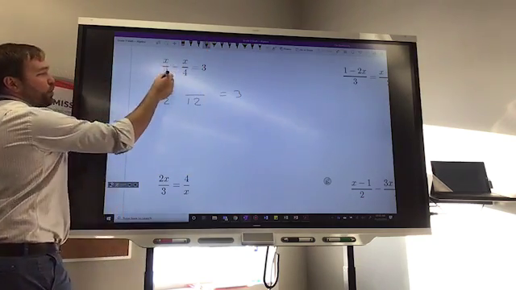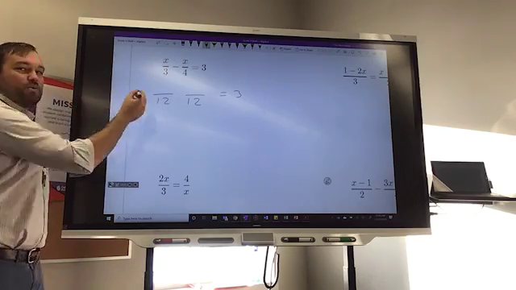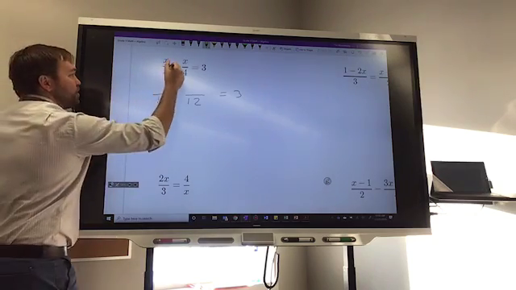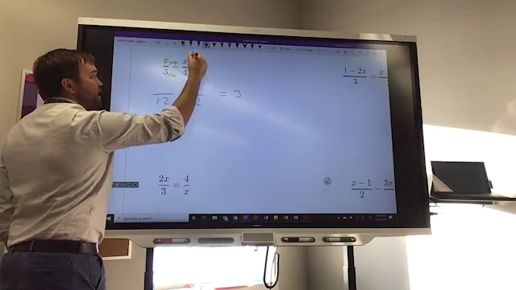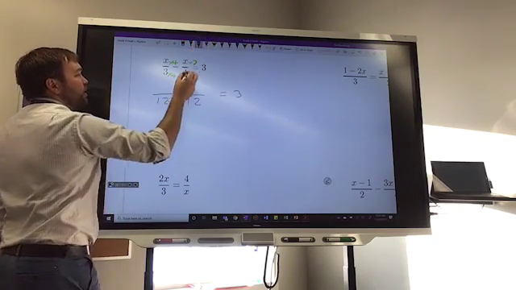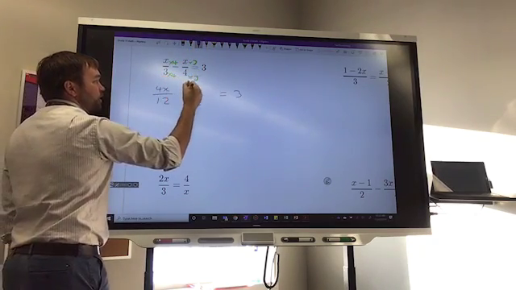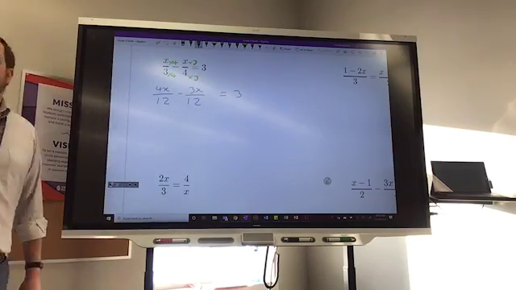Close. Sorry, what did you do to the 3 to get it to 12? So times 4. Times 4, whatever we do at the bottom, we do to the top. Same with the bottom here, same with the top. So it would be 4x and 3x. Yes, well played.